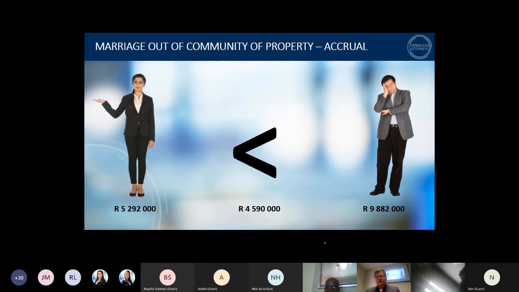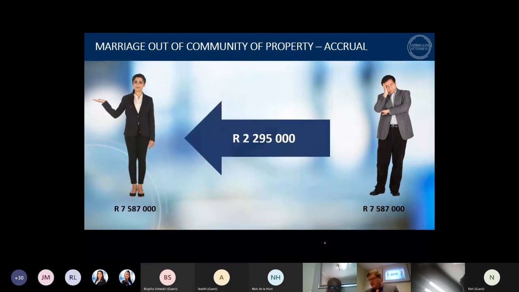So he's worth 9.8 now. She's worth 5.2. He is worth 4.5 million more than her. What happens if he pays her half the difference? This. She's worth 7.587 million. He is worth 7.587 million in terms of their accrual claim.